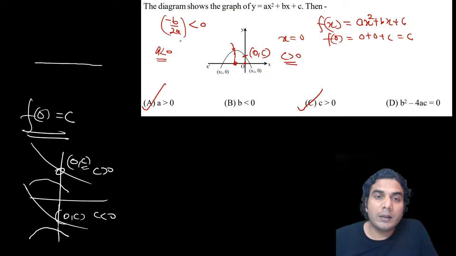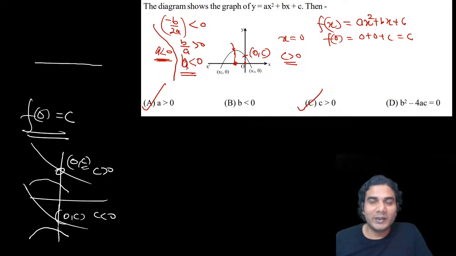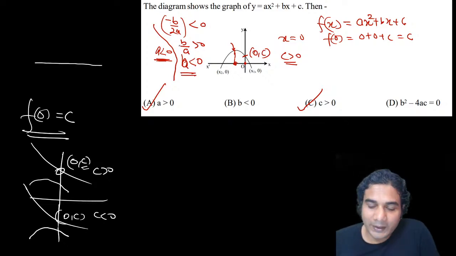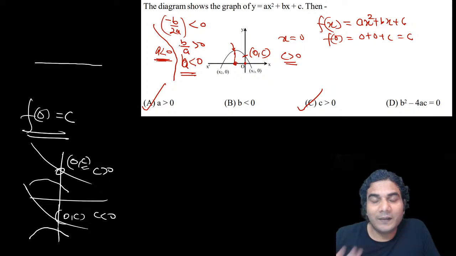Or you can say b upon a is positive, right? Simply b upon a is positive. A is negative, so if you multiply by a, then again this inequality will be reversed. So if you multiply by a, it will also be less than 0. That means b is less than 0. So this way, by comparing the x coordinate of the vertex, you can figure out the value of b.